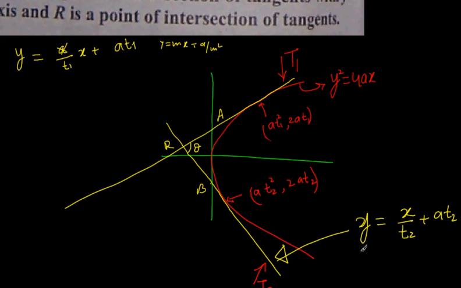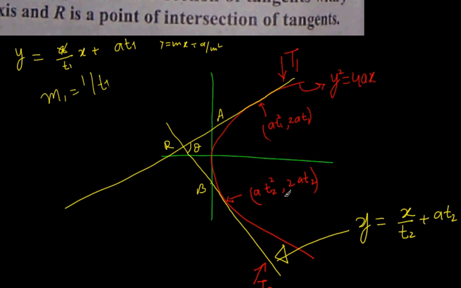You got it? You have y is equal to m1x plus c1, y is equal to m2x plus c2. What is the m1 for this? 1 by t1.